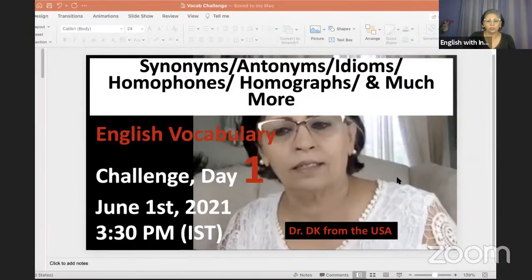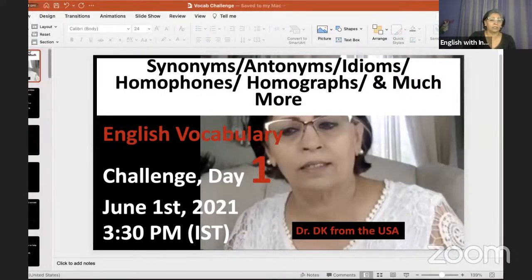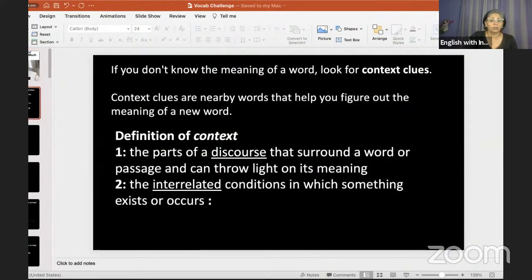Let's talk about context clues. Many of you already know this skill, but you just might not know how to use it or what the name of this skill is. So if you don't know the meaning of a word, look for the context clues. Context clues are nearby words that help you figure out the meaning of a new word.